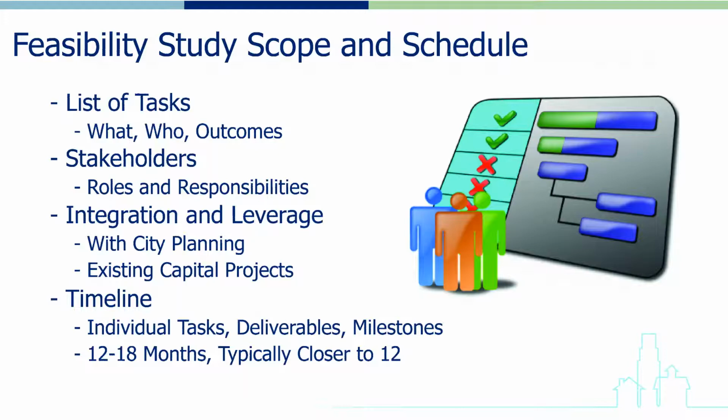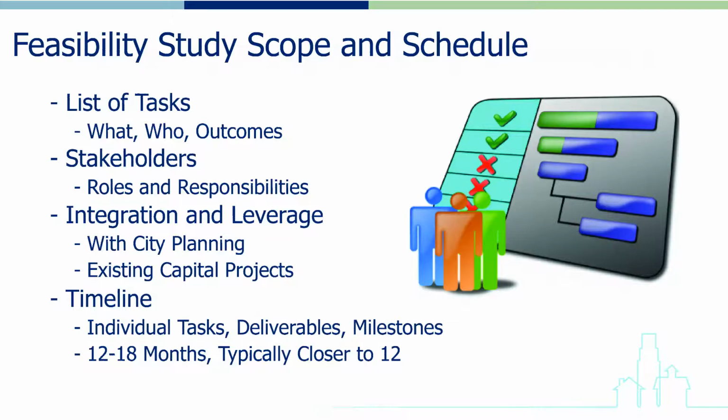Such a scope could include the following: a preliminary list of the tasks to be accomplished in the feasibility study, including what will be done, what type of person or organization will do it, and what the outcomes should be; a description of how the stakeholders identified earlier will be involved, including roles and responsibilities and expected deliverables; a description of how the project integrates with the city's overall planning process, together with a description of how the project will leverage or integrate with other capital projects underway in the city, which can result in significant cost savings in the distribution system.